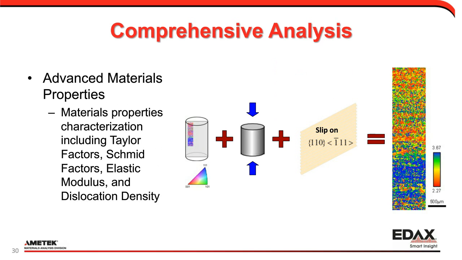Advanced material properties. So how will a material respond to different loads? This is just an example of taking a piece of tantalum. If we squish it together, how will the material deform? We know what the slip systems are, so we can see where different parts of deformation will occur. So we can look at this in terms of Taylor factors, Schmidt factors, elastic modulus, and dislocation density measurements.